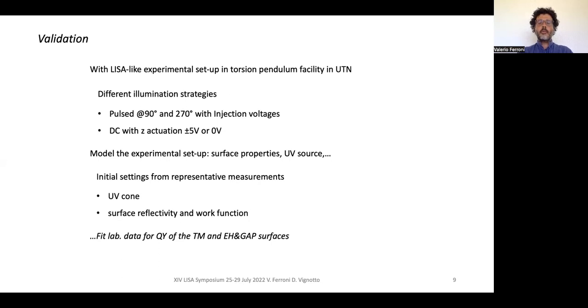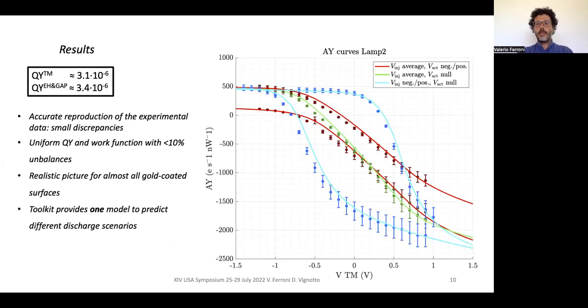To model the experimental setup, we need to consider the surface properties and the UV source. As initial settings, we take the UV cone and the surface reflectivity and work function from representative measurements. And then we finally fit lab data for the quantum yield of the test mass and the surrounding surfaces. And we got these results.